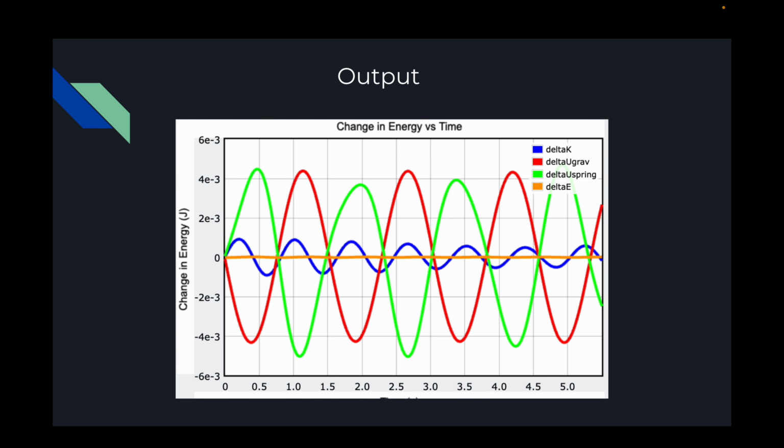This is the first output of the computational model, where you can see the various energies in the system at play. The main takeaway from this is that, as seen in the center orange line, the change in energy is 0, which is the output that we were looking for.